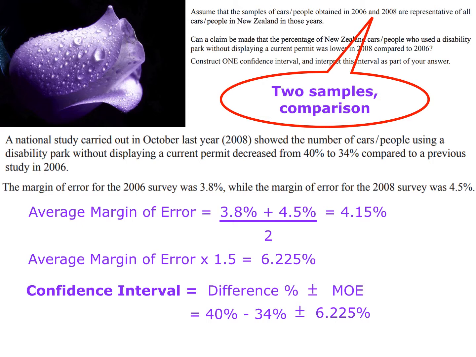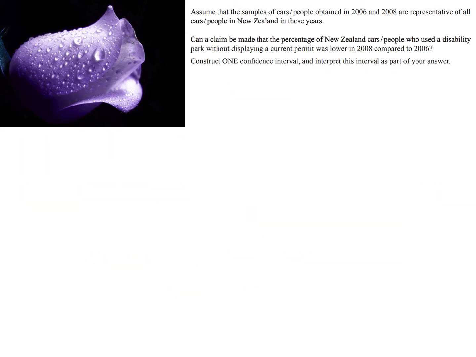So 40% minus 34% gives us 6%, and then plus or minus 6.2% gives us a confidence interval of negative 0.2% to 12.2%. Okay, so there's our confidence interval. That was the first part, to construct a confidence interval. Now we need to interpret this.